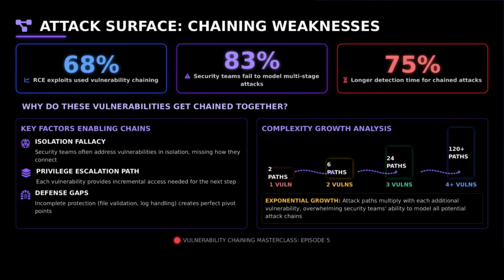Why do attackers love chaining? Because of exponential growth. One vuln gives a handful of paths. Add a second and you get dozens. Add a third, hundreds. Four or more, over 120 attack paths. Security teams often treat vulnerabilities in isolation, patching one bug at a time. But attackers connect the dots. That's why chains are so powerful.